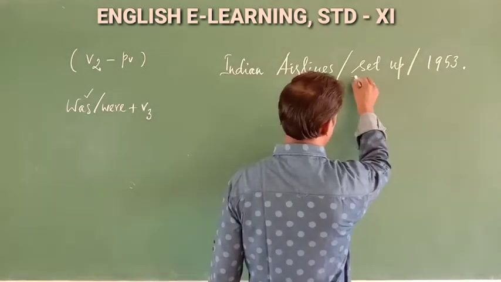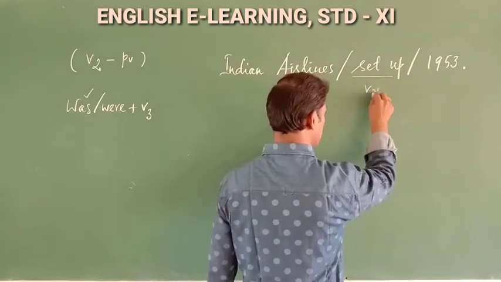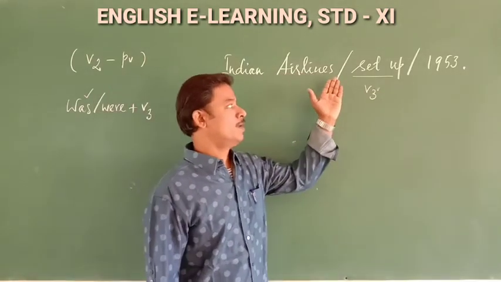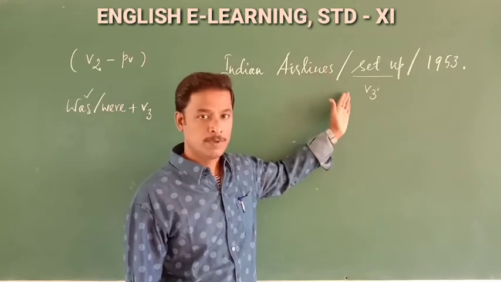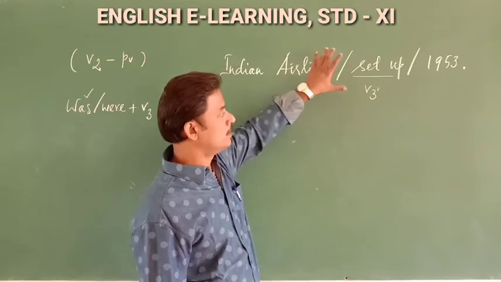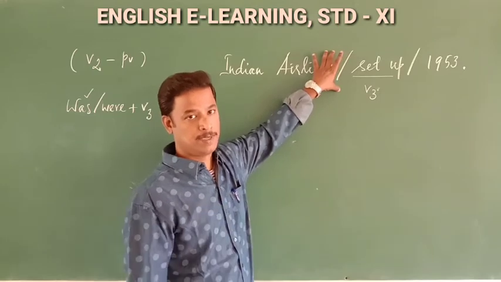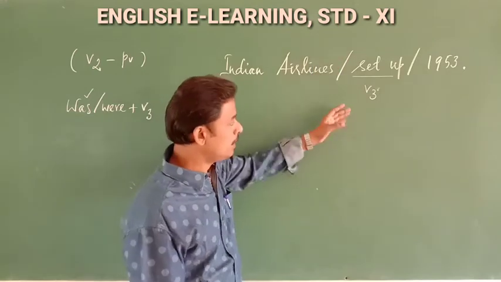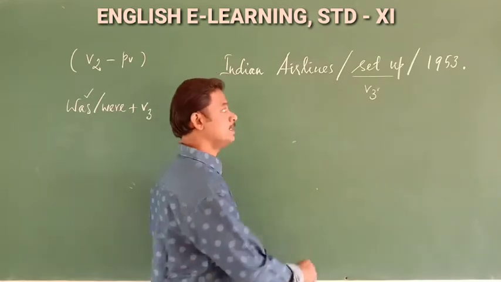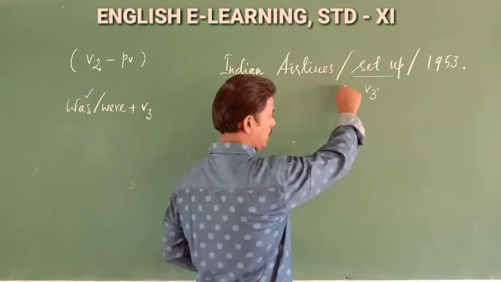Now, look at the verb here, set up. This verb again is in verb 3. There is no auxiliary verb or helping verb here, because this group is in short form like a heading, like a newspaper heading. That is why the helping verb is hidden, it is not revealed. We must reveal and identify what helping verb is used here.